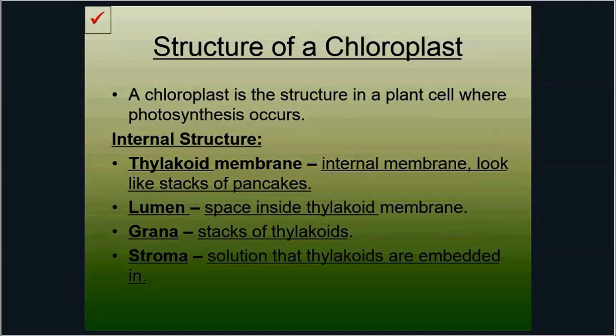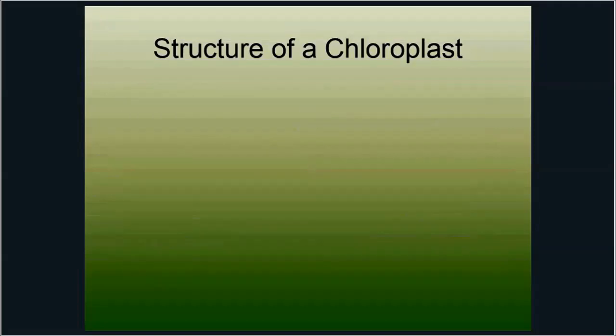The chloroplast is the structure in plant cells where photosynthesis occurs, and it has a few different parts. The first is a thylakoid membrane, which looks like stacks of pancakes or stacks of coins. The lumen is the space inside that thylakoid membrane. A grana is what we call the big stack, and then the stroma is the solution that is around the thylakoids. So next slide, we're going to go to a picture of it and see what this looks like.